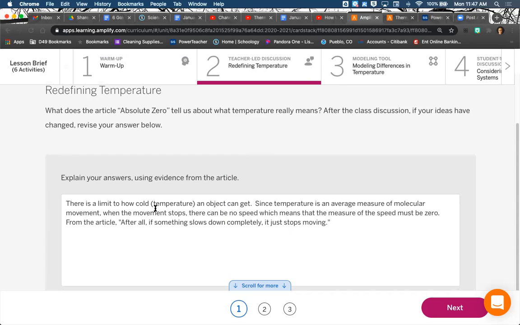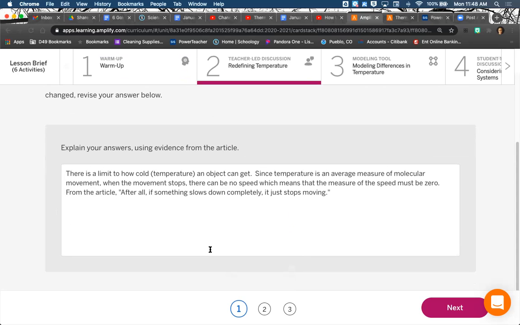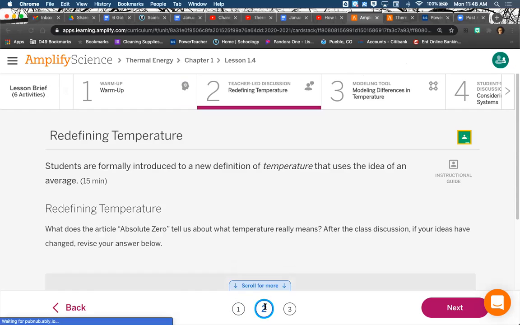There is a limit to how cold the temperature of an object can get. Since temperature is an average measure of molecular movement, when the movement stops, there can be no speed. Because speed is a measure of movement, right? So we're not going to change that.